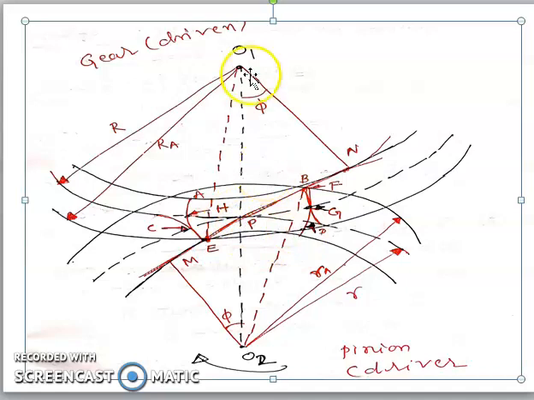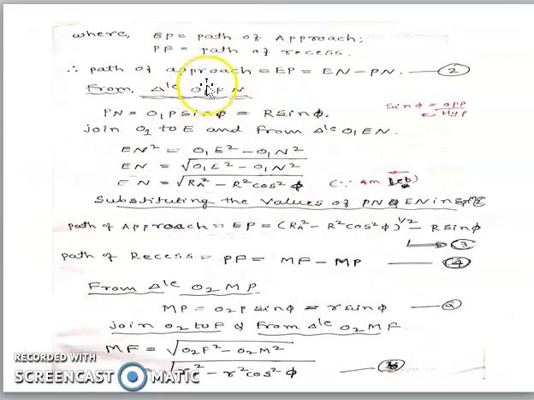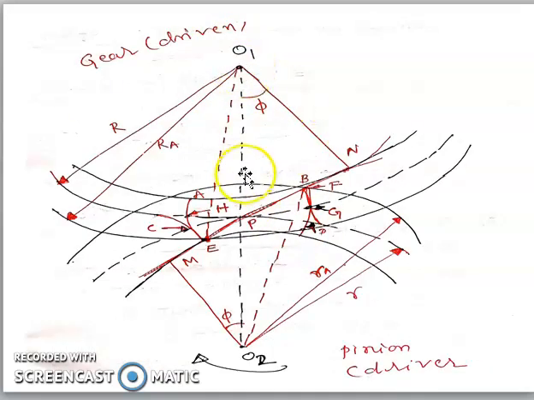From triangle O1PN, the angle is phi. So I will discuss it right here. For the path of approach, EN minus PN, from the triangle O1PN, use the trigonometric formula. Again we know sin theta is equal to opposite by hypotenuse.